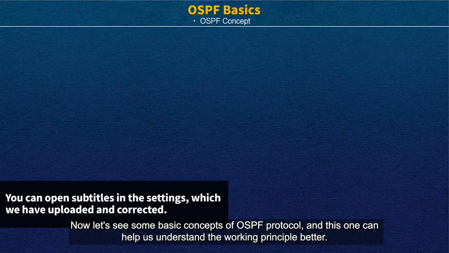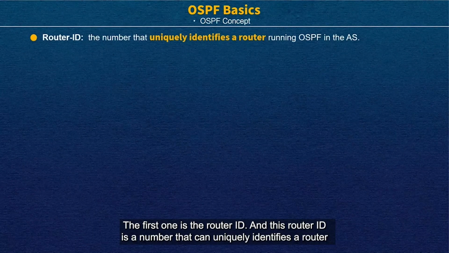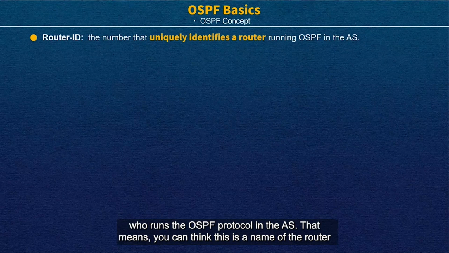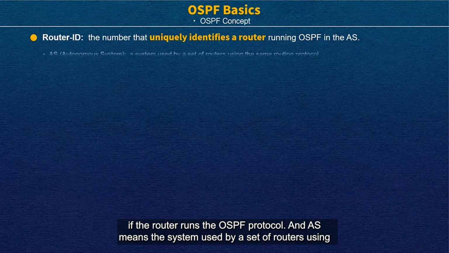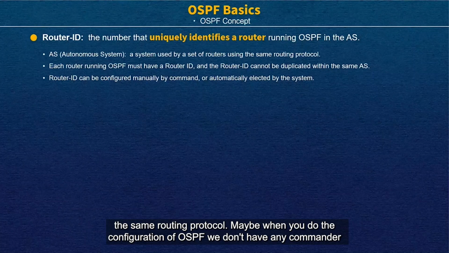Now let's see some basic concepts of the OSPF protocol, and this can help us understand the working principle better. The first one is the router ID. This router ID is a number that can uniquely identify a router that runs the OSPF protocol in the AS. That means you can think of this as the name of a router if the router runs the OSPF protocol. And AS means the system used by a set of routers using the same routing protocol.